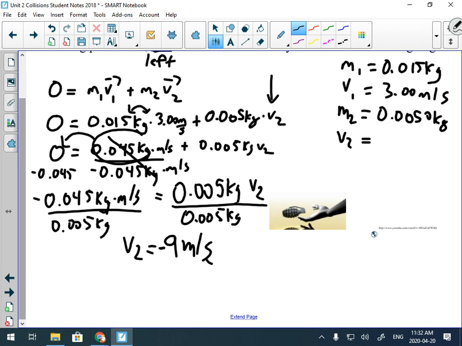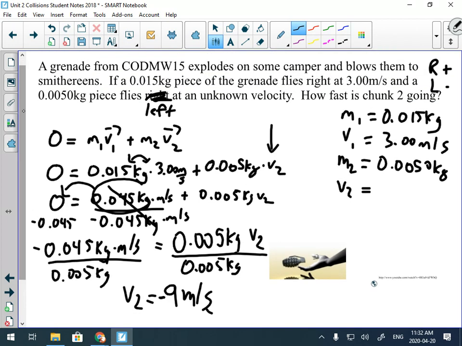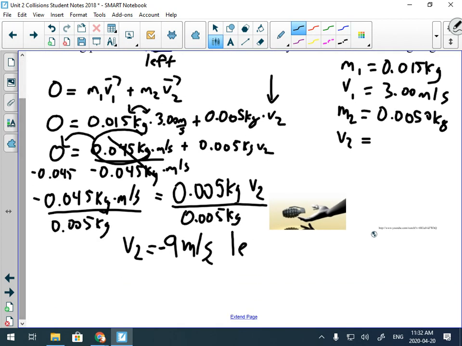But it's negative. And what did we say negative was? Negative is to the left. So we had something that exploded. One chunk went to the right, and a much smaller chunk went to the left. And the much smaller chunk, if we look, is moving much faster. So that kind of makes sense.